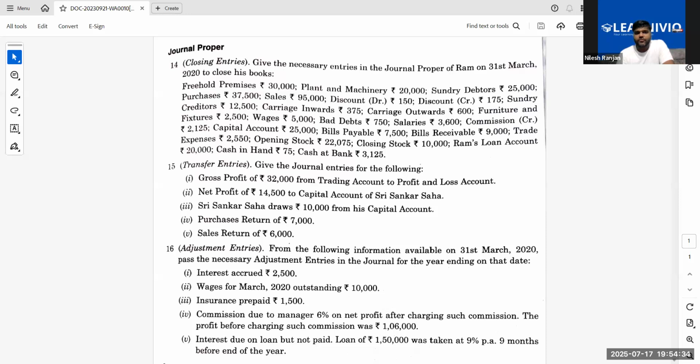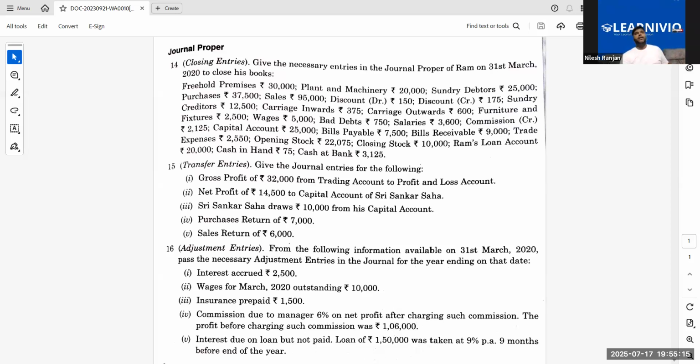The second one is error of commission. Error of omission, first we will understand. Error of omission means while passing any entry, while posting it to the ledger, or while recording in the trial balance, we leave out some entries. If we have not recorded any journal entry, or if we have left out some part of a journal entry in posting to the ledger, that is called error of omission. It is called full omission or partial omission.